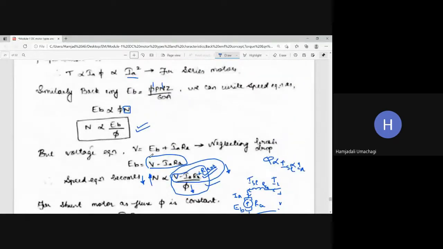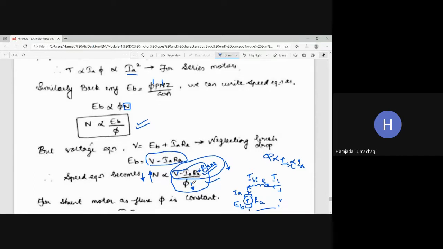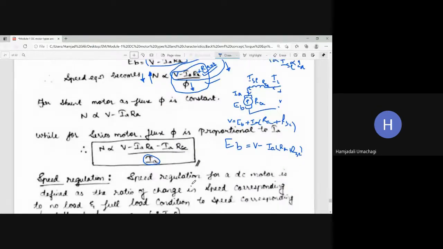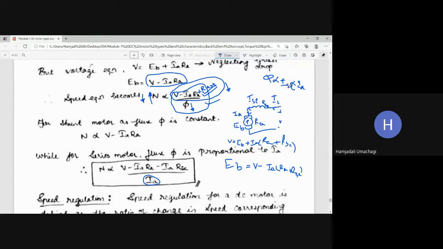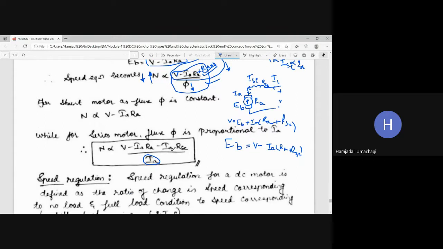If it is a DC shunt motor, then it will be simply EB by phi, because here flux is constant. Then I can say for the DC shunt motor, N is directly proportional to EB, that is V minus IARA divided by phi. If it is a DC series motor, then N is directly proportional to V minus IARA minus IA into RSC divided by phi, meaning phi changes to IA. Why? Because phi is directly proportional to ISC and ISC is equal to IA. So phi can be replaced by the IA term. Is it clear? Using all these equations only, we are going to plot the graph.